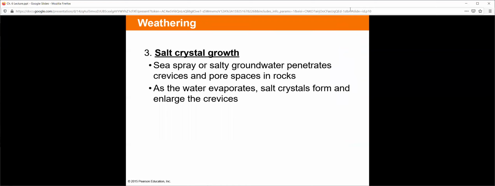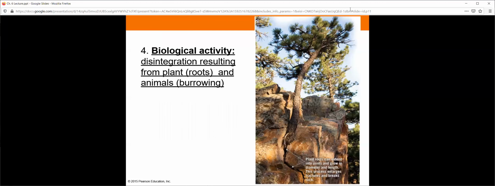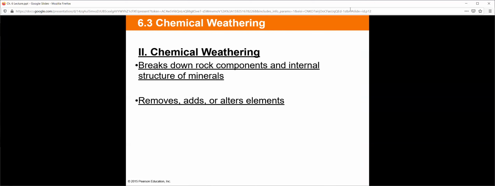Salt crystal growth. Again, this is kind of similar to the ice wedge we saw before, and you probably understand how that would work. And of course, biological activity. I'm sure you've climbed a hill and seen a tree growing in a rock. What's the tree doing? It's cracking and breaking up the rock. These are 4 examples of mechanical weathering, essentially the physical movement of the rocks.